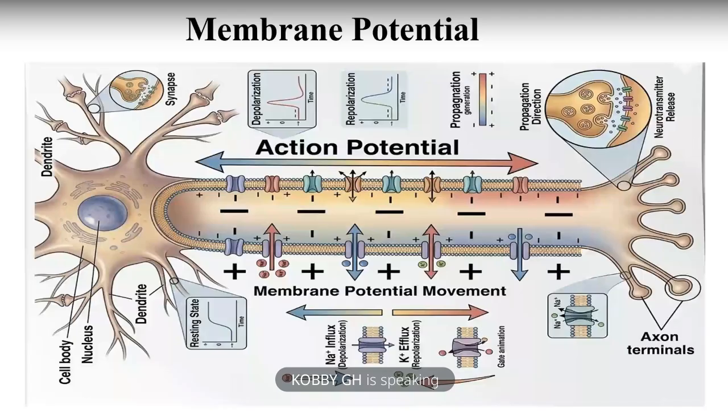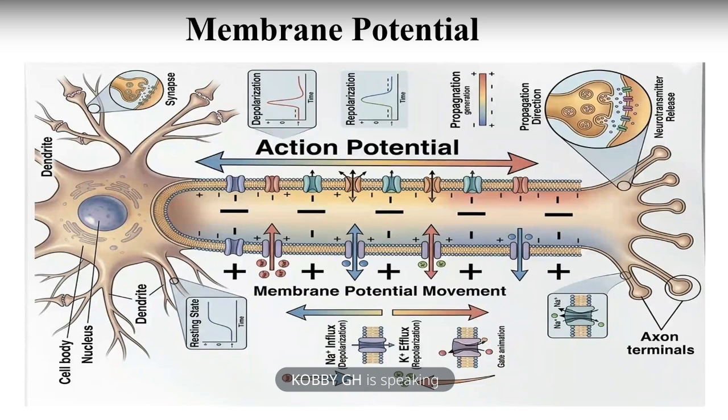Now, the movement of the impulse itself in a horizontal way along the axon, that is what we refer to as the action potential. Is that okay? So when the impulse is moving in this direction, that is what we call the action potential.